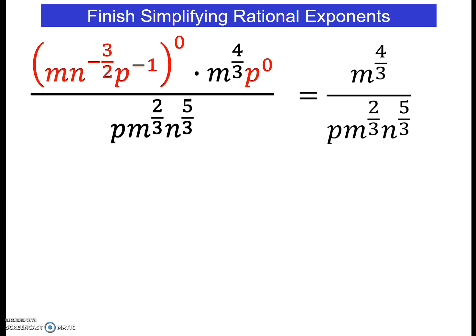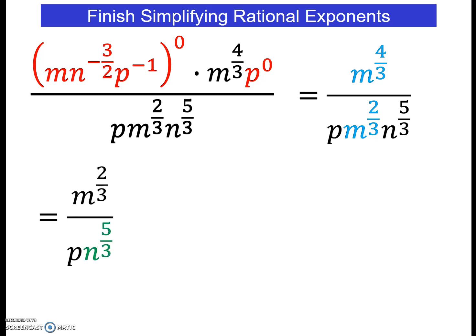Then, just like before, when we had something like m to the 4th over m to the 2nd, we would simplify those. We're going to do the same thing, just with some fractional exponents. So 4/3 minus 2/3 gives me a positive 2/3. That tells me it's going to remain in the numerator. The p and the n to the 5/3 stay in the denominator.